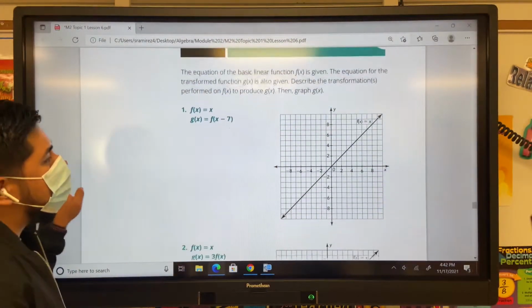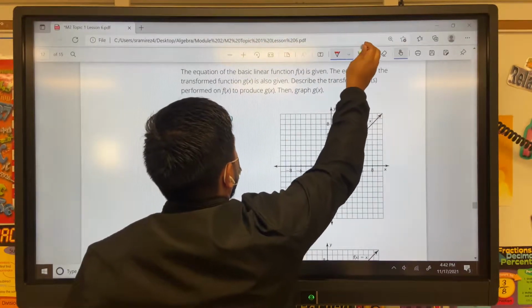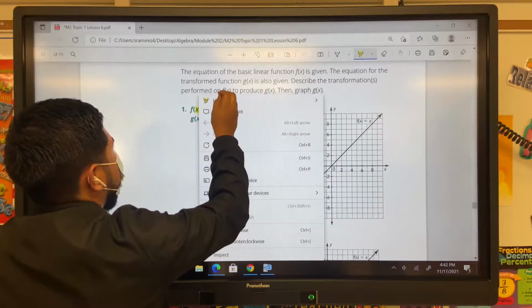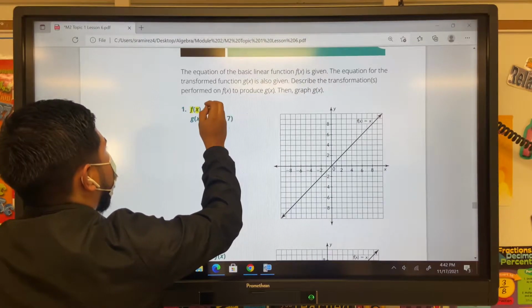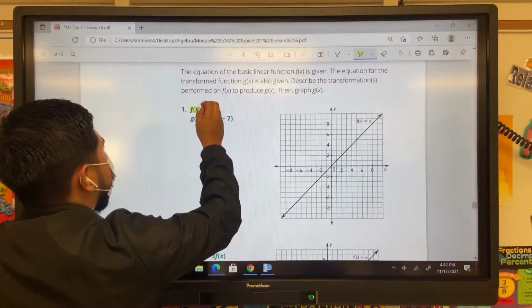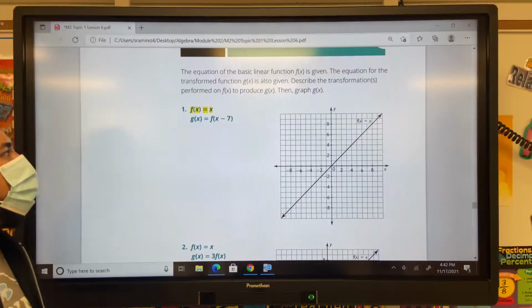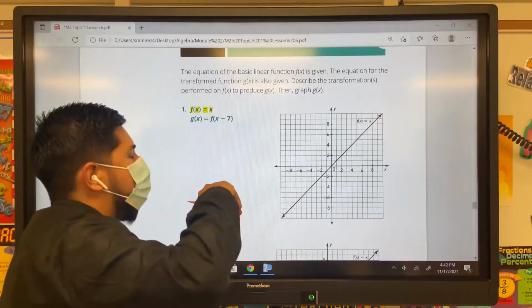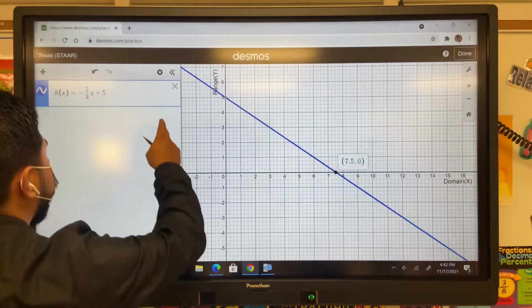Couple things to consider. This function, f(x) equals x, will always be graphed for you, okay? You need to make sure when you're using Desmos that it is always there.